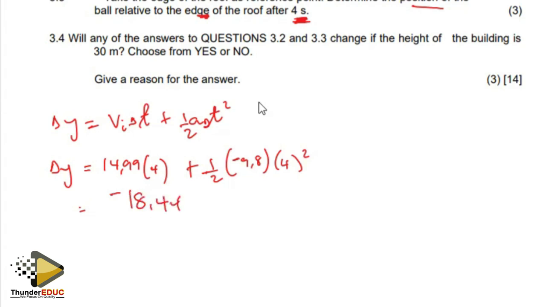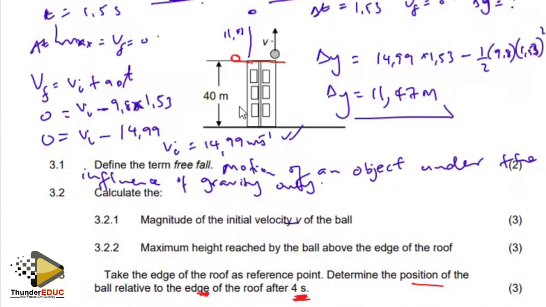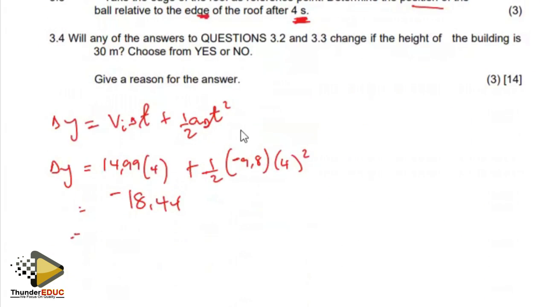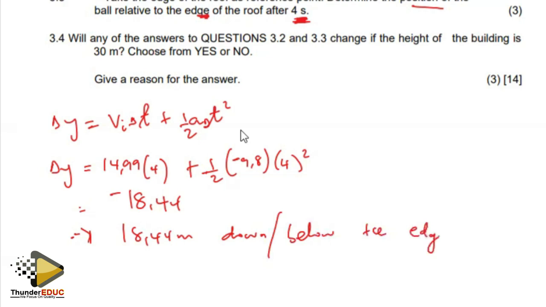Okay, so one thing we need to know is as long as an object moves from the point of projection, reaches maximum and comes back to the point of projection, we call that a displacement of 0. Then afterwards, this 18.44 is just the distance below the building or below the reference point. So we interpret the negative sign as telling us the position is 18.44 meters downwards, or we can say below the top of the building, below the edge of projection.